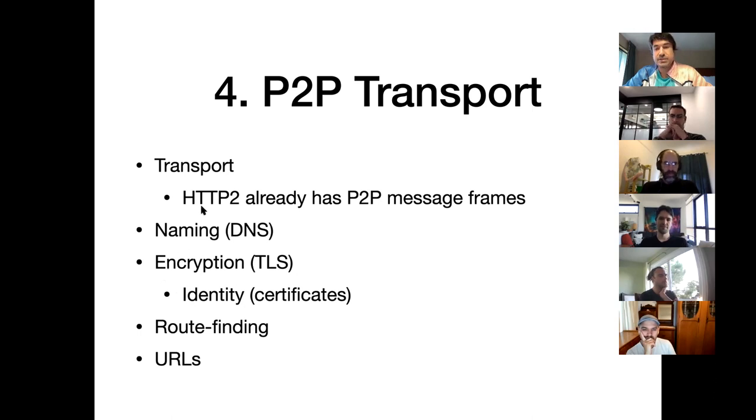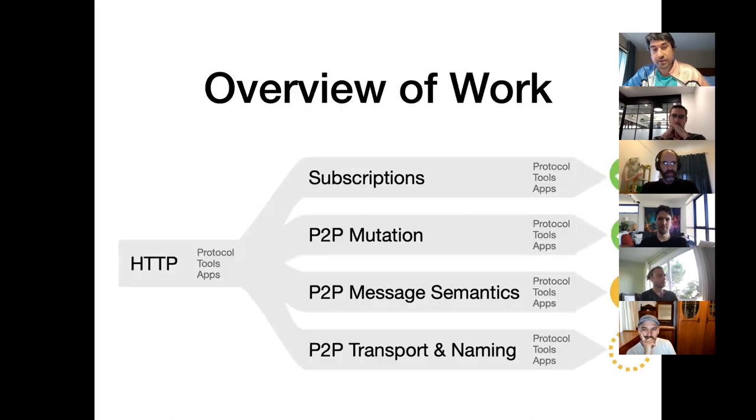There's a bunch of work in these different areas. There's also route finding that is necessary. Like if you're doing a GET in a mesh network, maybe you want a DHT to look up where that content exists. So it's just an outline of the issues. I'm sure we could discuss more of that.